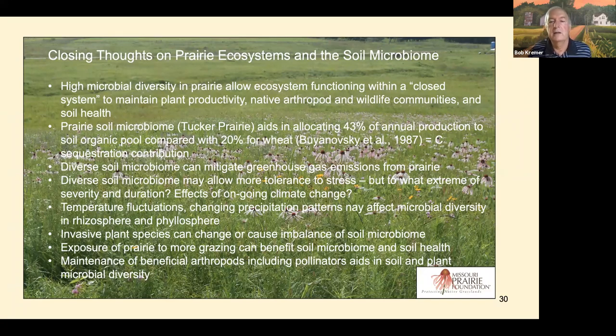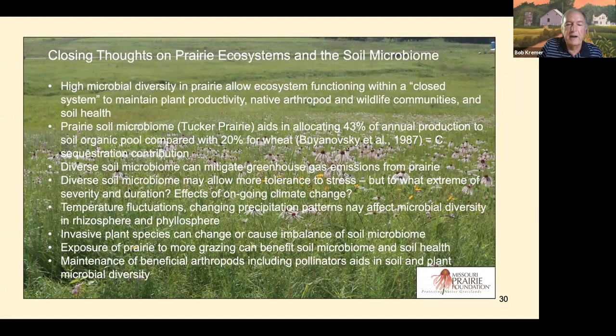very good way to keep, when we're talking about carbon dioxide in the atmosphere and how we can manage that, the more prairies we have, the better the potential for carbon storage. That diverse soil microbiome can also mitigate the greenhouse gas emissions from prairie, not only through mitigating carbon dioxide through carbon storage, but because the nitrogen cycles are in sync with each other, the whole issue of nitrous oxide evolution is kept in balance, and the greenhouse gas emissions are quite a bit lower.